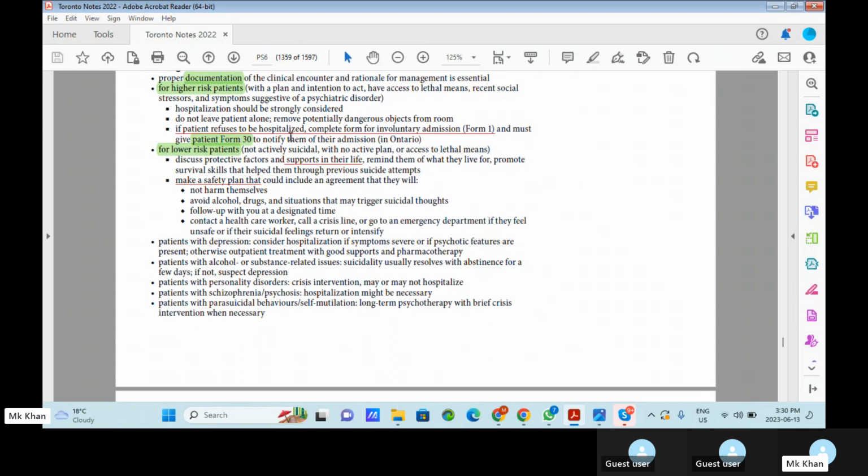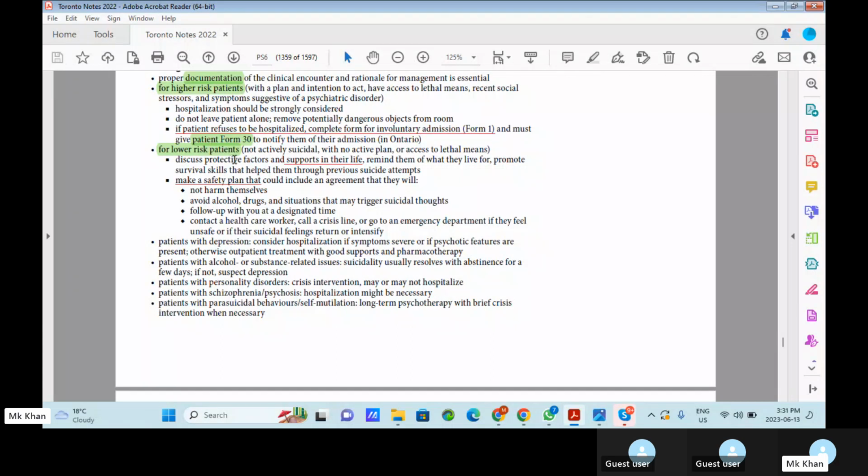And if the patient refuses to be hospitalized, complete the form for involuntary admission, Form 1. This Form 1 is important because this is the form that they use in hospitals if the patient is suicidal and doesn't want to be admitted. Then the physician can admit him involuntarily after filling out Form 1, and must give the patient Form 30 to notify them of their admission. In Ontario they give Form 30, but the main one is Form 1, which is used all over Canada. So for high risk it is strongly encouraged to admit the patient.